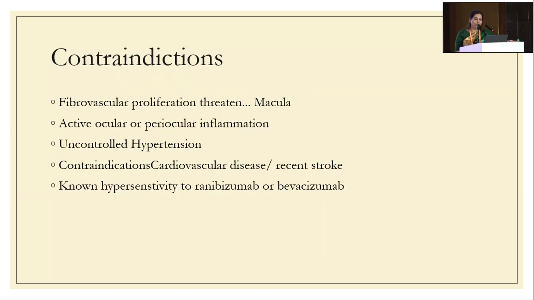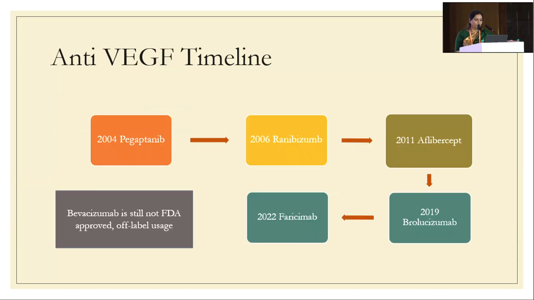So the contraindication. So whenever there is a fibrovascular proliferation which is threatening the macula, it is absolute contraindication. So the active and the periocular inflammation, and then it is contraindication if the patient has a recent stroke within 3 months, then it is contraindication. And patient hypersensitivity to ranibizumab or bevacizumab, which is very less known.